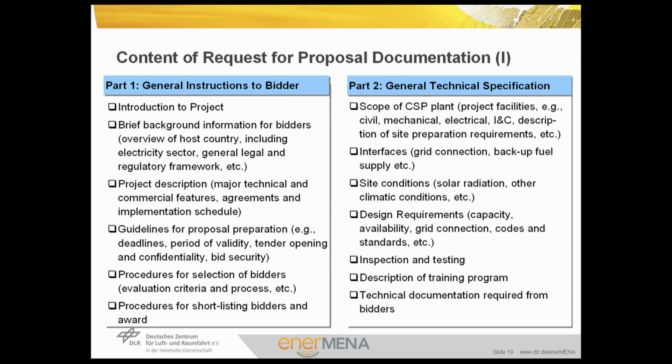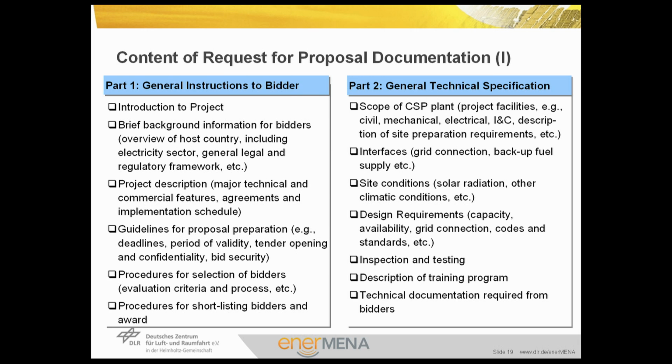In part 1, again, more details about the general ITB are given. So here there is an introduction to the project, brief background information for bidders, so an overview of host country including electricity sector, general legal and regulatory framework in that country, could be included. A project description is also included in this part, including major technical and commercial features, agreements, and implementation schedule. Guidelines for proposal preparation, for example, deadlines, period of validity, tender opening, and confidentiality, and bid security.